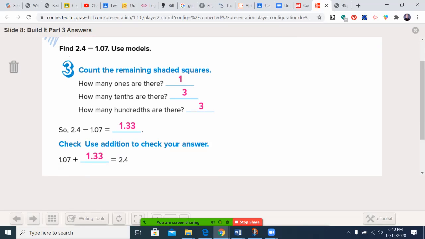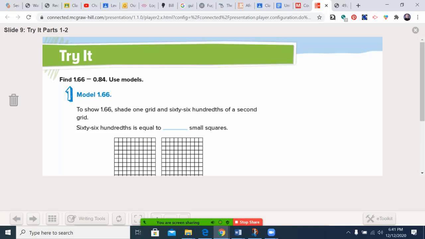I can check my subtraction skills by doing the inverse or opposite operation. 1.07 plus 1.33 is 2.4. So it does work. Go ahead and make sure these are filled in before we go to the top of the next page. If you need to pause the video, feel free to do so. Otherwise, we'll move on here.